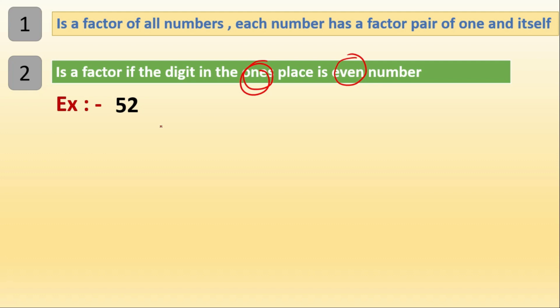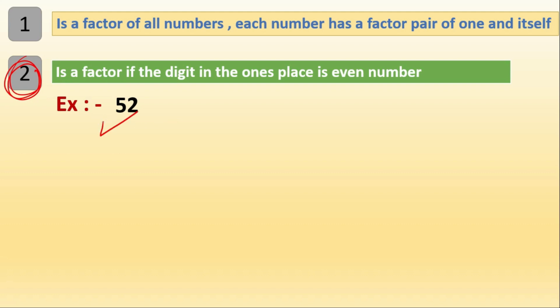52, which is the ones place? 2 in ones place. Even or odd? Can you remember? Even numbers? 0, 2, 4, 6, 8 are even numbers. Got it? So 52, the ones here, even or odd? Even. So number 2 is a factor of 52.